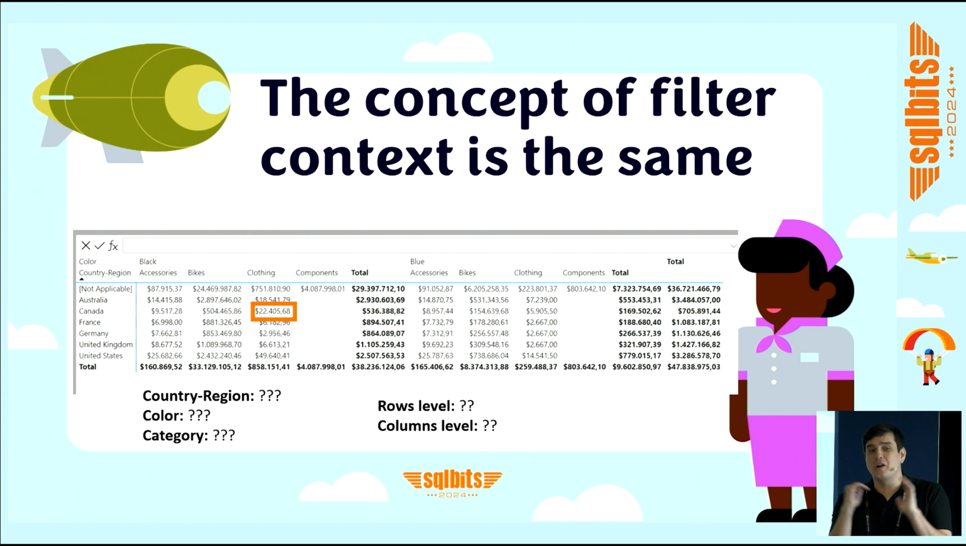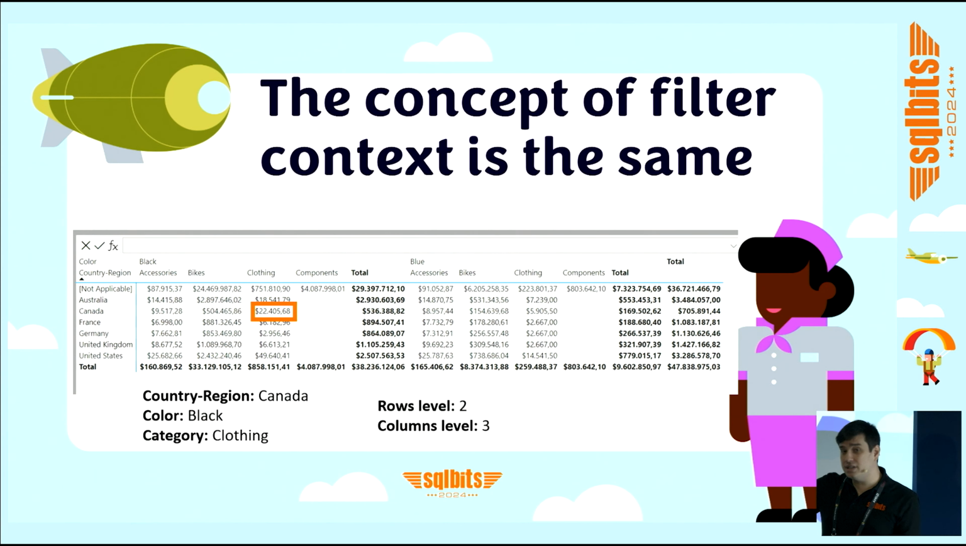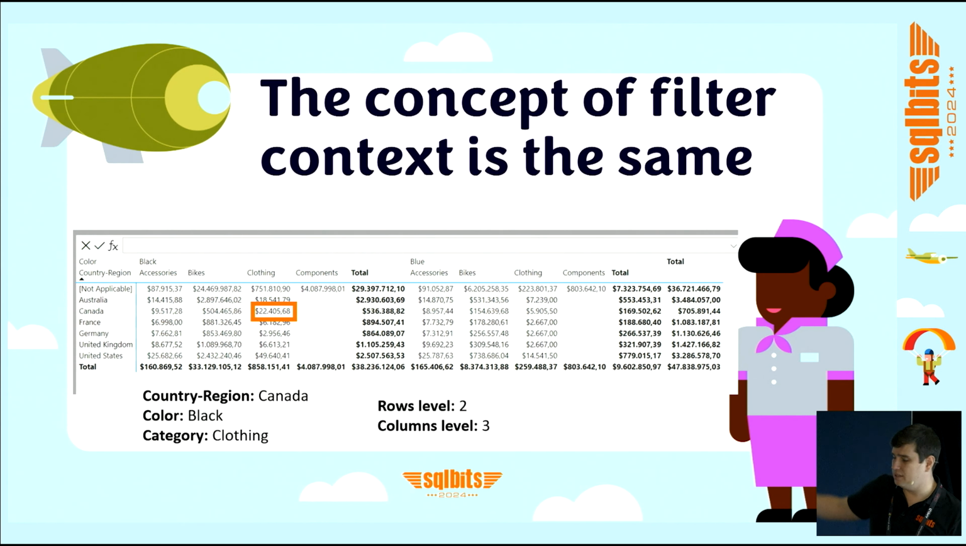But now, with visual calculations, we have to think in another context, the visual context. Okay, what is the rows level? What is the columns level? So, as Lars said, the country region is Canada, color black, category clothing. And the level is 2 and 3, because the first level, my convention here, the first level is always the grand total. And then whenever you're going through the hierarchy, you add 1. So the rows level is 2, and the columns level is 3, because I'm under black, and the color and category.